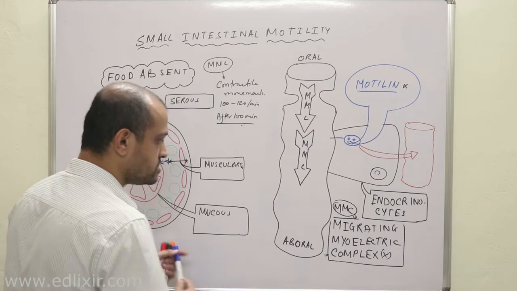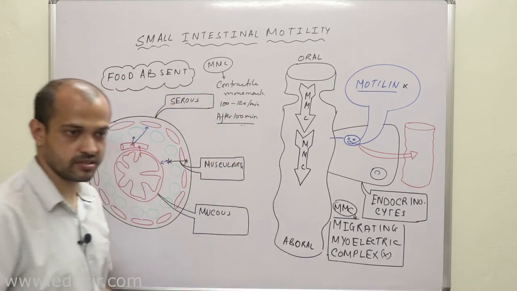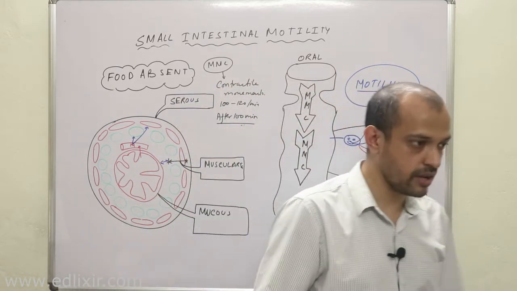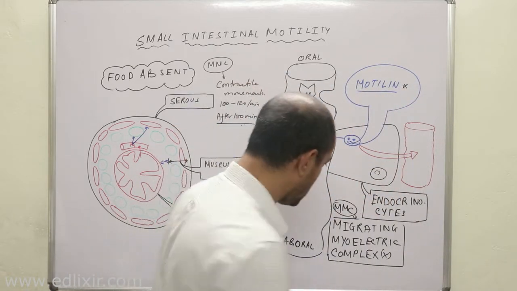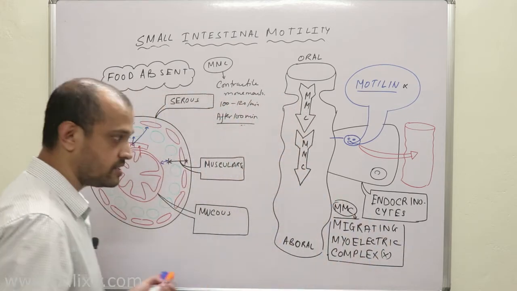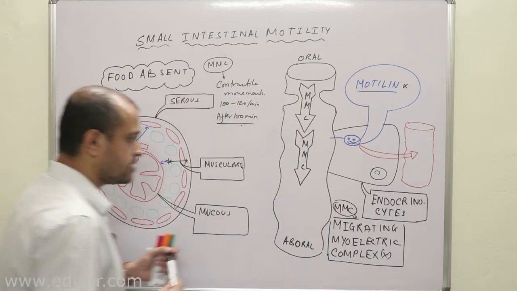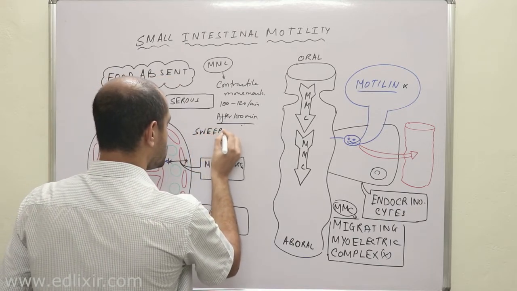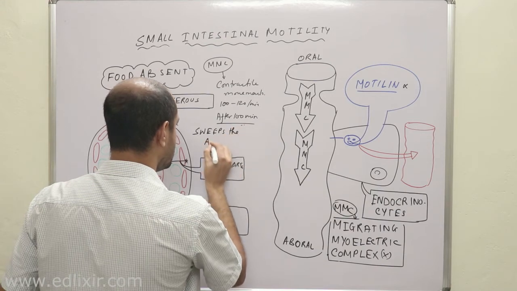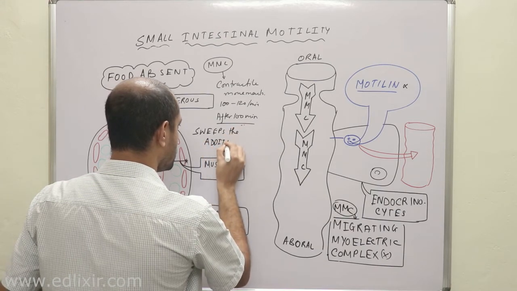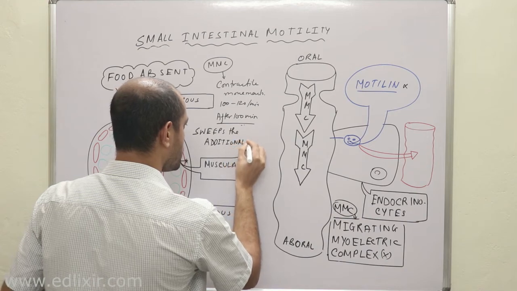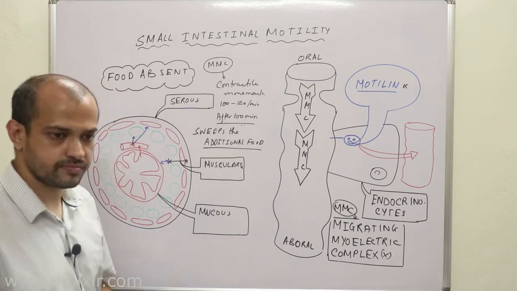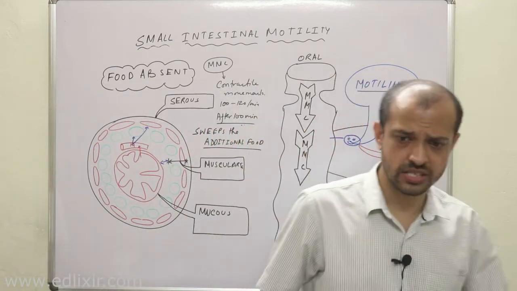Now, what is the importance of this migrating myoelectric complex? The importance of this migrating myoelectric complex is that it sweeps away additional food into the other parts of the small intestine or large intestine.